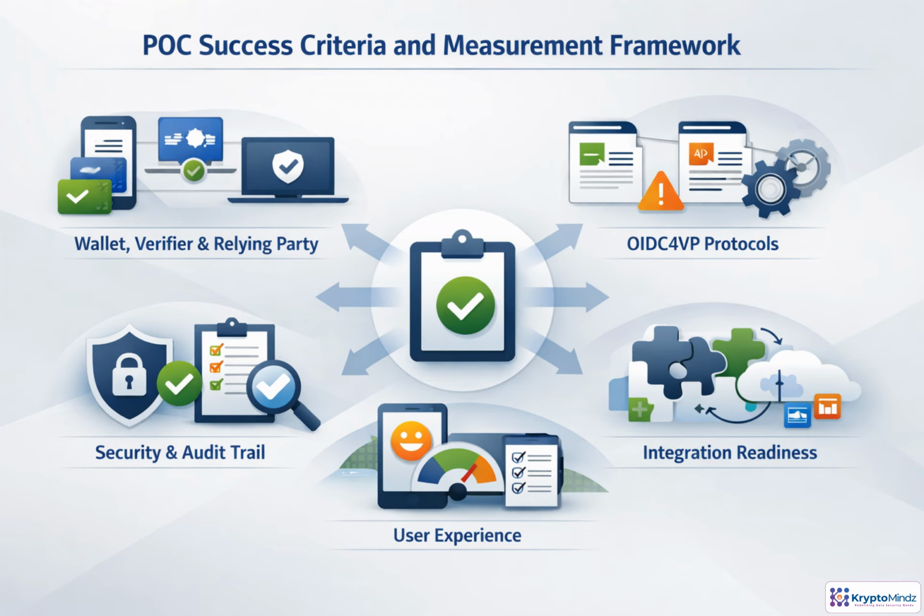A proof of concept only teaches you something if you know what good looks like in advance. Here, you define that with a success matrix. For each area: interoperability, protocol behavior, trust and consent, security, audit trail, user experience, and integration. You set clear acceptance criteria, how you'll test, what evidence you'll collect, and who owns it. With that in place, the POC outcome is measurable, defensible, and easy to translate into a go or no-go decision.